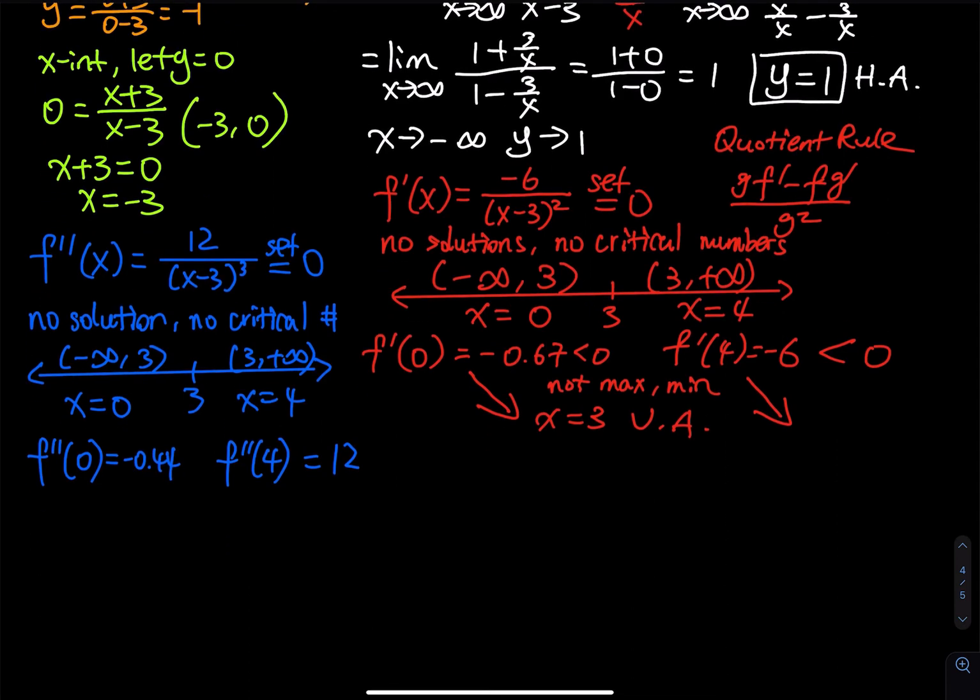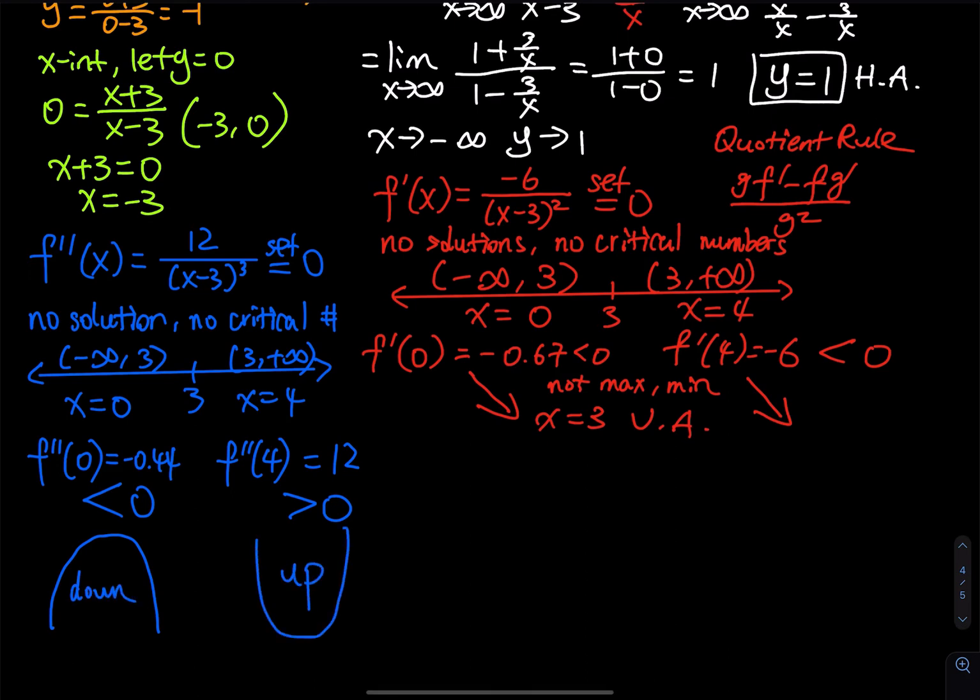So this is negative, and this is positive, right? Negative means concave down, and positive means concave up. That means x equals 3 is an inflection point? The answer is no. That's why I picked this problem. So this is not an inflection point. So x equals 3 is just a vertical asymptote. Just remind yourself, x equals 3 is just a vertical asymptote.